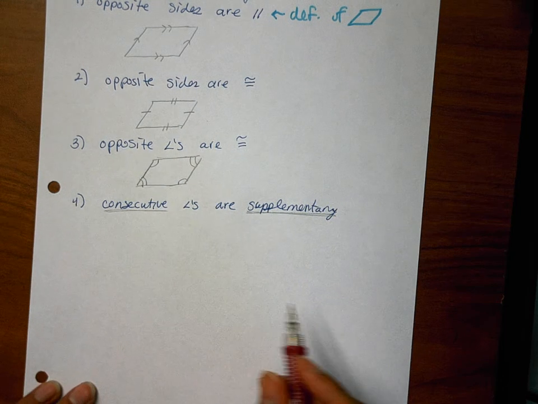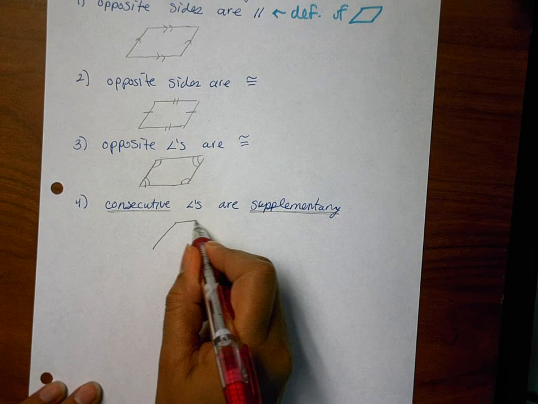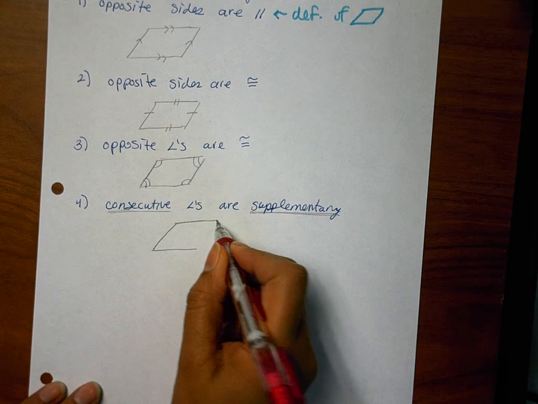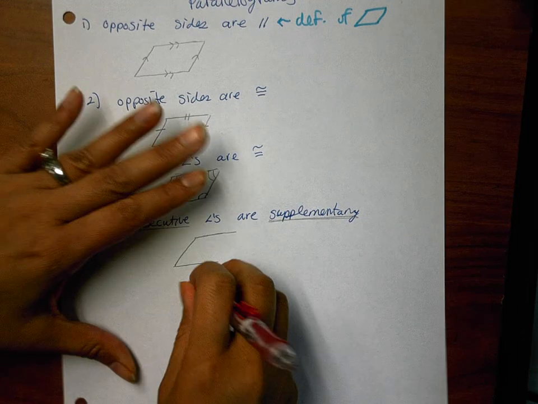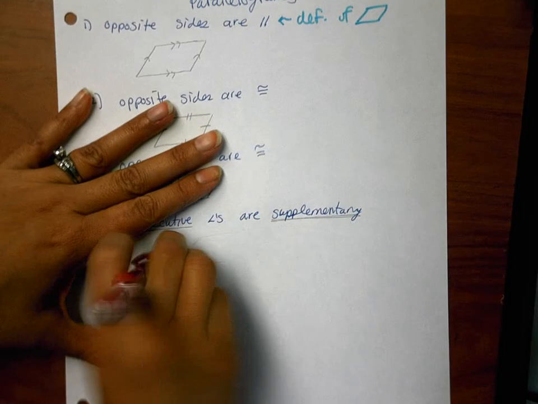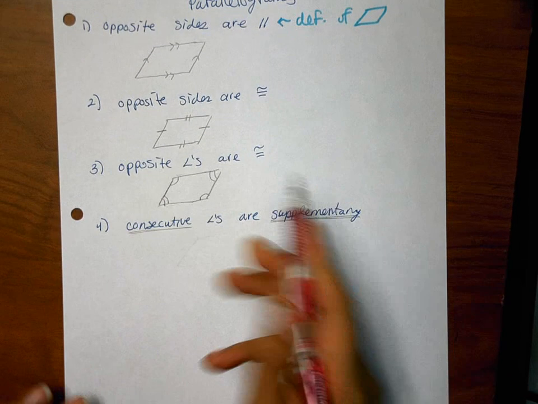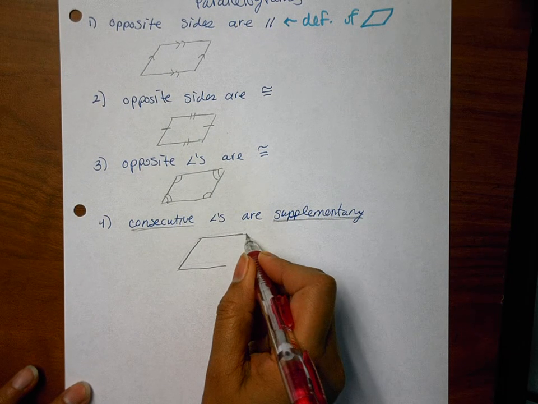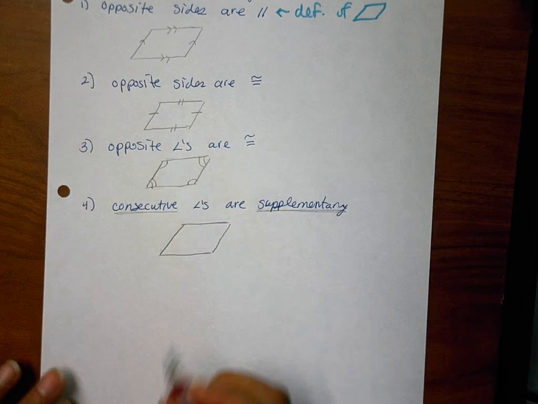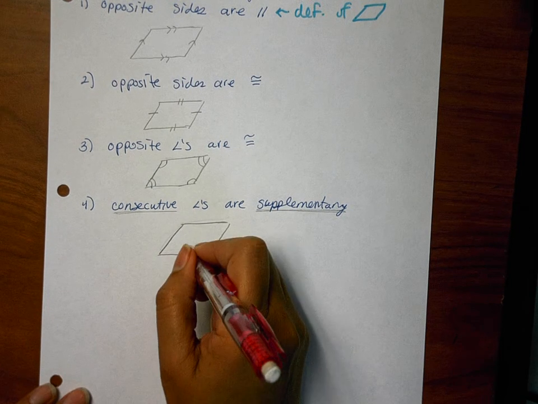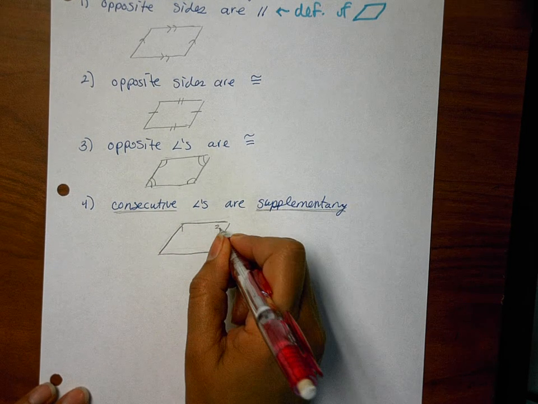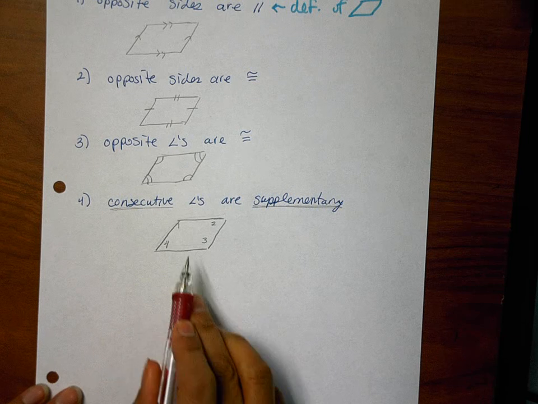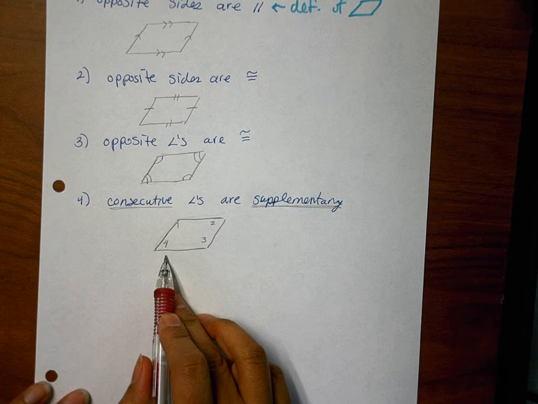Okay, so consecutive are not opposite, they're not across from each other, they are on the same side. In other words, they share a side. So anytime you have a parallelogram, consecutive angles will always add up to 180. So I'm going to label this 1, 2, 3, 4. Angle 1, angle 2, angle 3, angle 4.